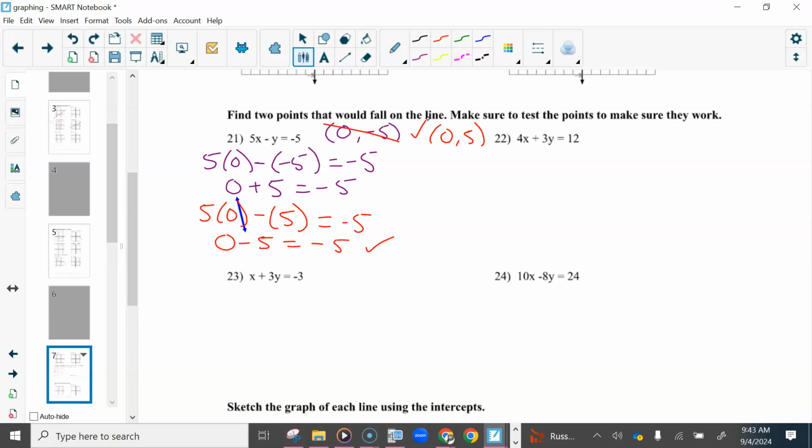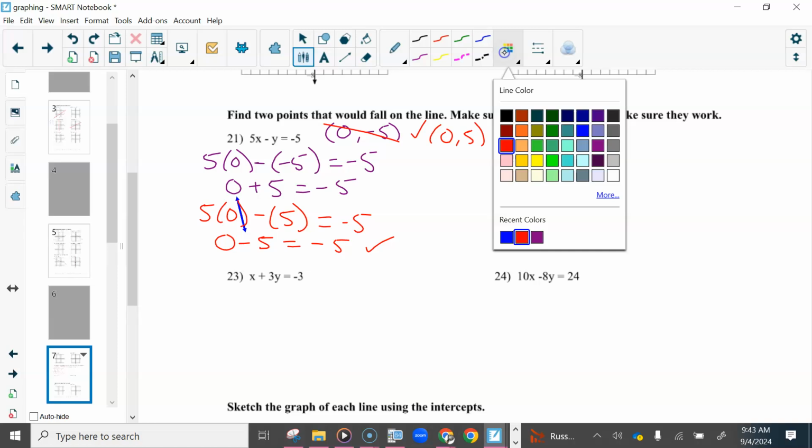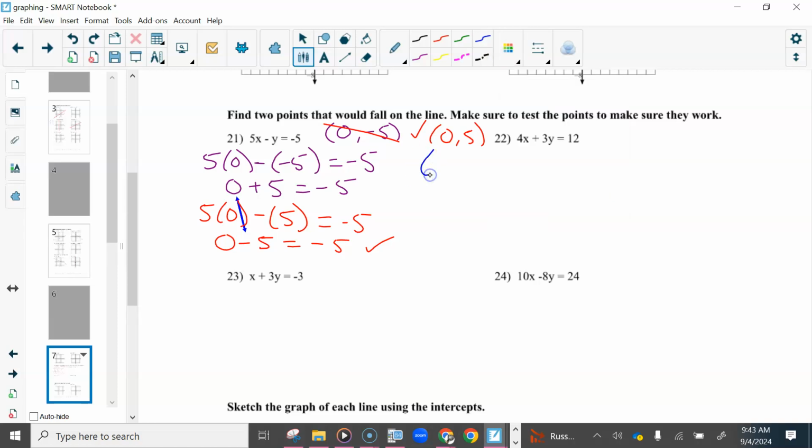Give me another. Negative 1, 0. And then we're going to test that theory. We're going to put those numbers in. You may need more space. Feel free to grab any paper if you would like.